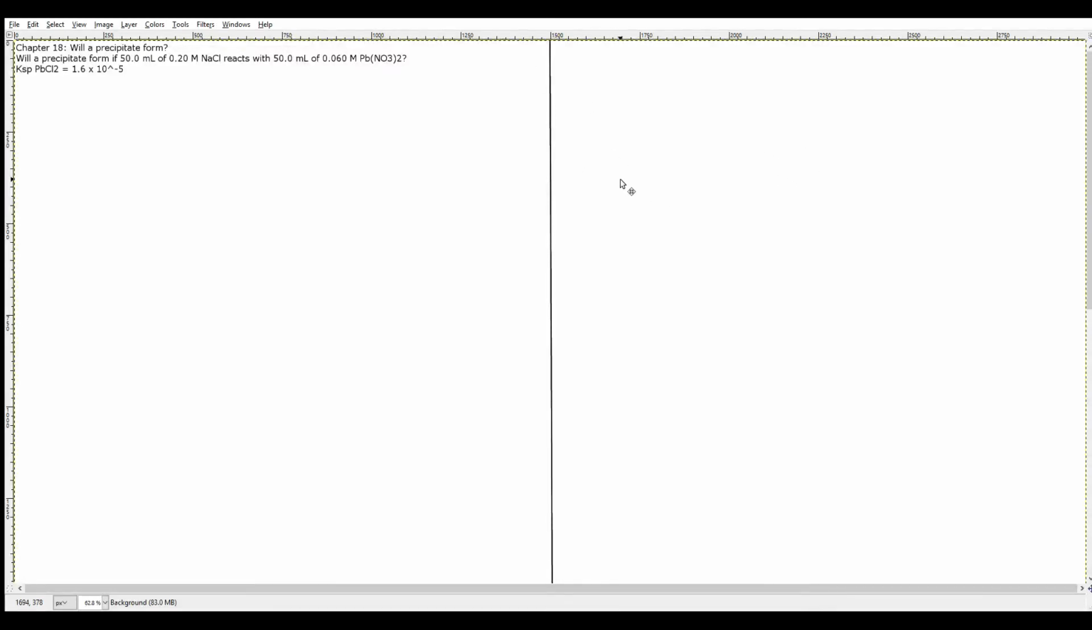Chapter 18, Will a precipitate form? Will a precipitate form if 50 milliliters of 0.20 molarity sodium chloride reacts with 50 milliliters of 0.060 molarity lead nitrate? And they're giving us the KSP of lead chloride. That should be a hint as to what we're looking for later.